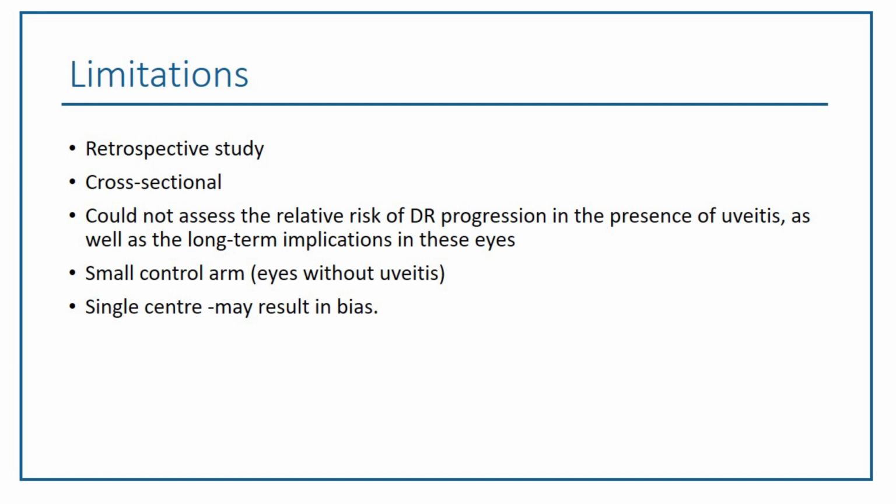Coming to the limitations of our study, it was a retrospective study, so it faced the same limitations. It was cross-sectional. We could not assess the relative risk of diabetic retinopathy progression in presence of uveitis as well as the long-term implication in these eyes. We had a small control arm, that is only 35 eyes, that is the eyes without uveitis. And the study was conducted in a single center, which may result in bias.